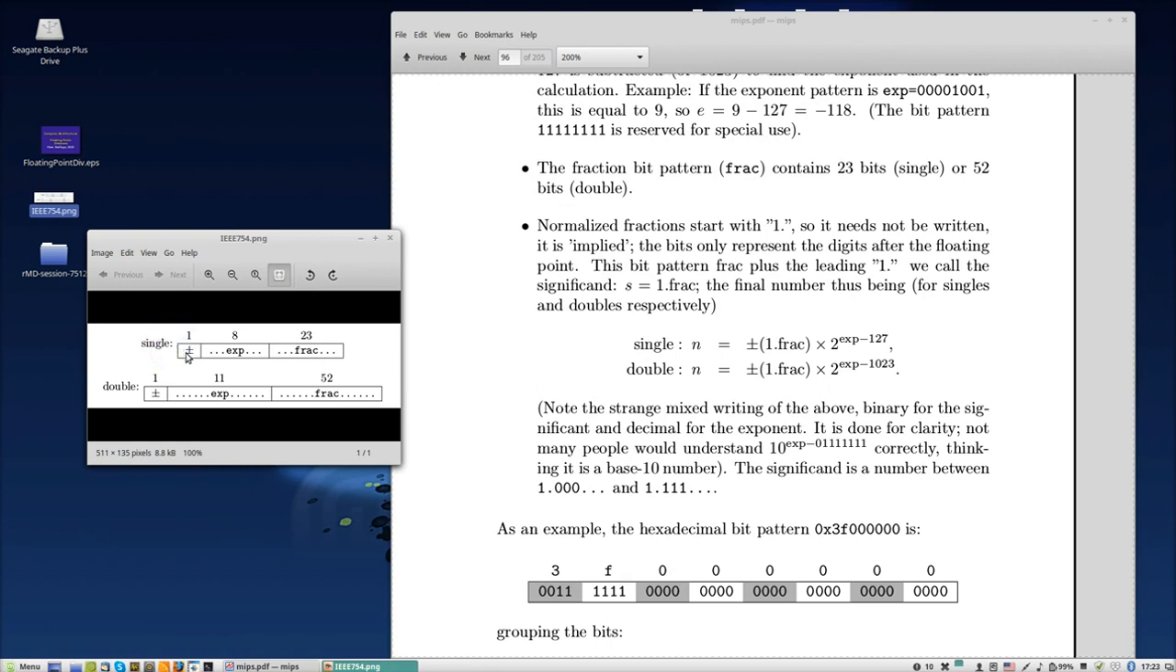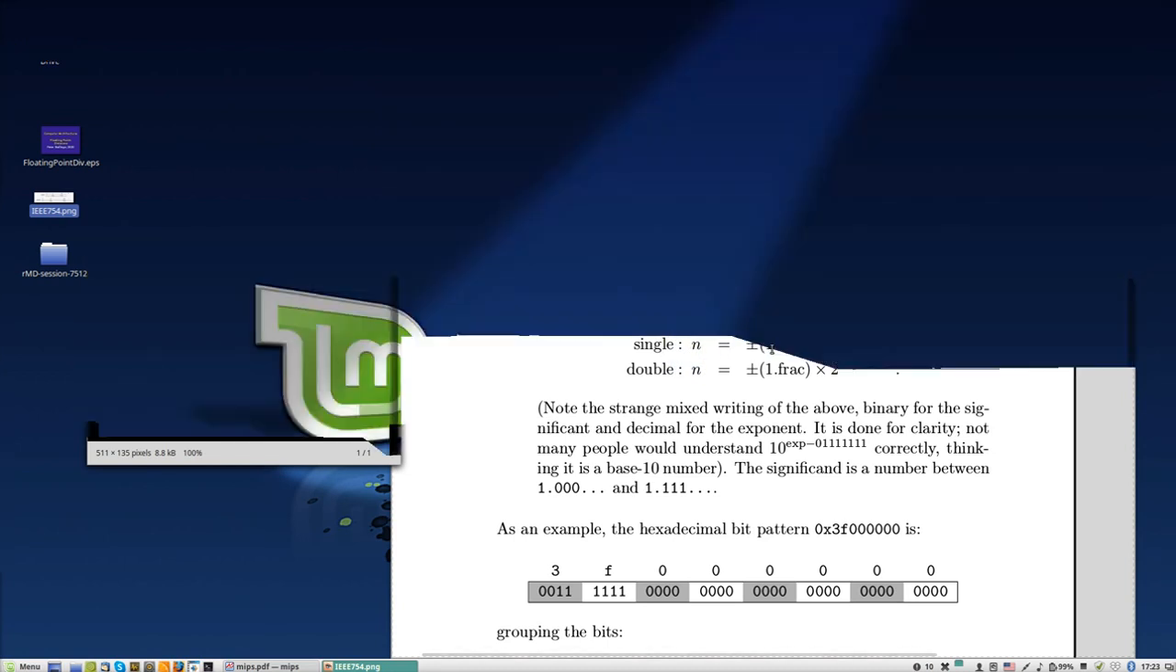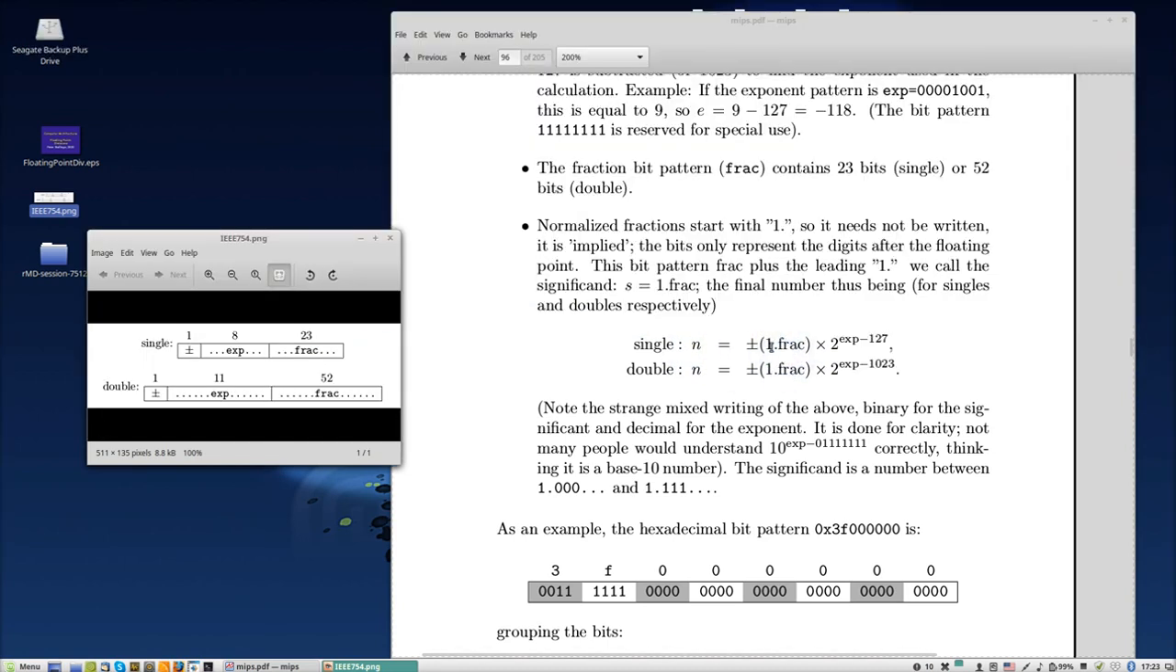It has 1 bit for the sign, so it's sign magnitude. Then it has 23 bits for the fraction, to store the information about the fraction, and 8 bits to store the exponent in the number. So for a single, the number that you get is 1 point the fraction. This 1 point is implicit in the bit pattern. It is not written, but omitted because it's implicit. 1 point the fraction, times 2 to the power x, where x is the 8-bit pattern stored here, which is excess 127. So we have to subtract 127 to get the exponent used in the calculations.